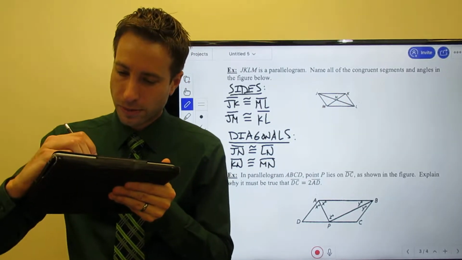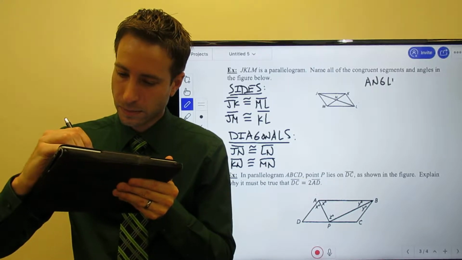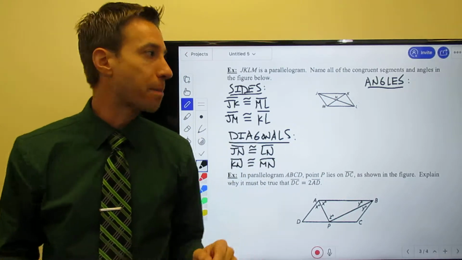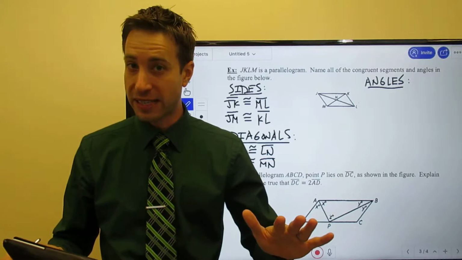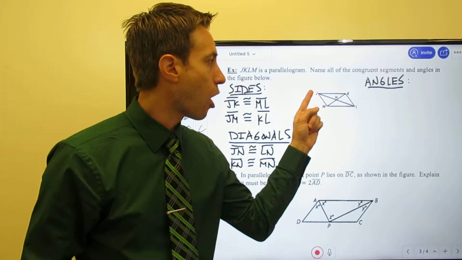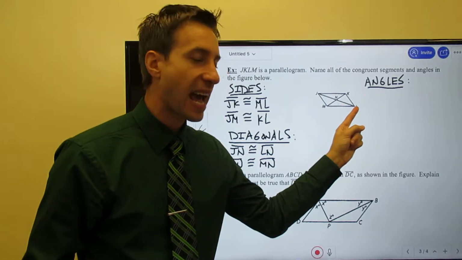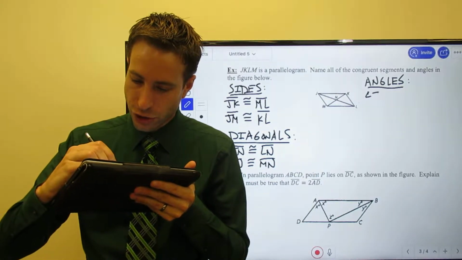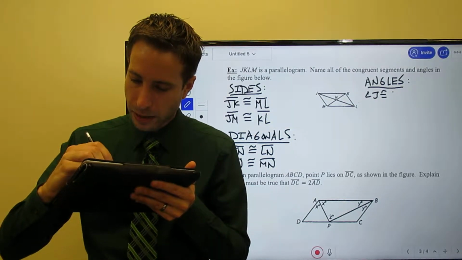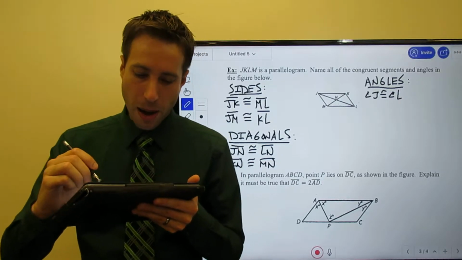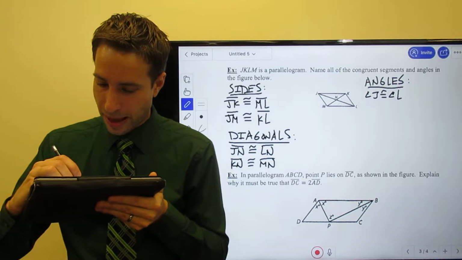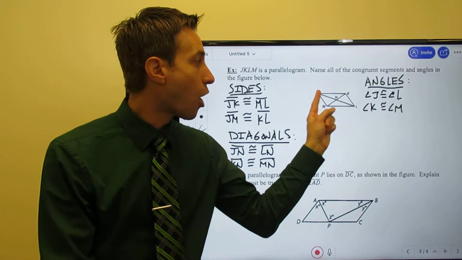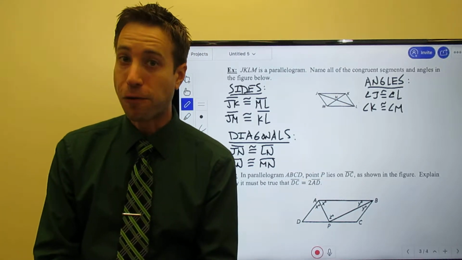Now, what about angles? We've got a bunch. First, let's start with the opposite angles. So for a moment, ignore the diagonals. Let's just talk about opposite angles. So angle J is congruent to angle L, and angle K would be congruent to angle M. Right? So those are my opposite angles, but we can go even further than that.